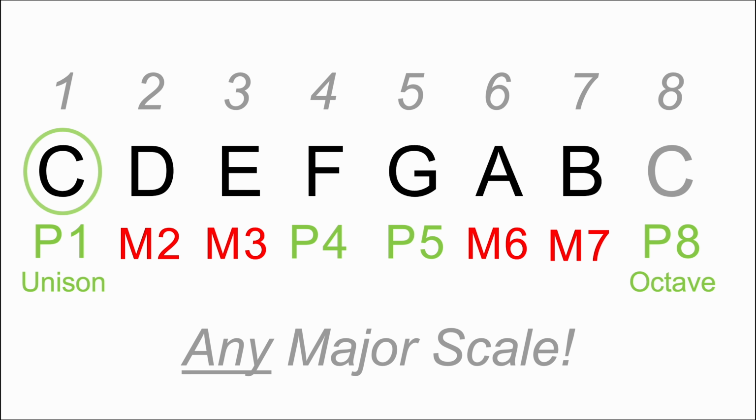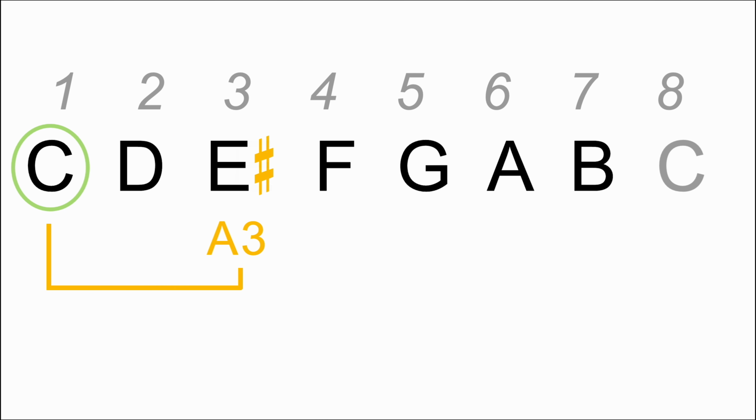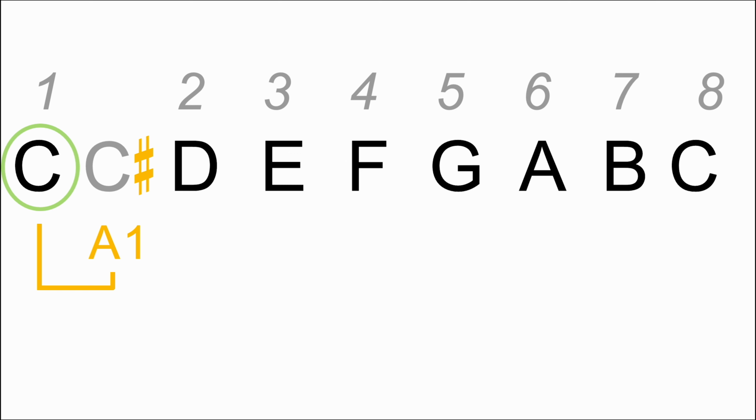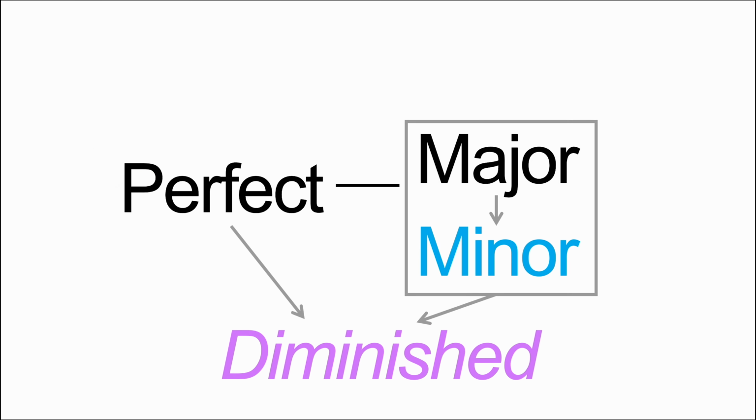So here I have my C major scale. All of these are going to be major intervals or perfect intervals. So if I raise any of them, I suddenly have augmented. Now all of these are augmented intervals with these nice sharps there. I could even have an augmented 8 there, or I could have an augmented unison, C to C sharp. Or if I lower these intervals, I get to diminished.